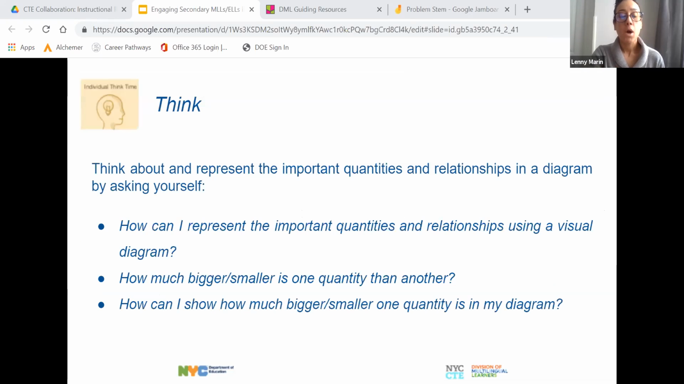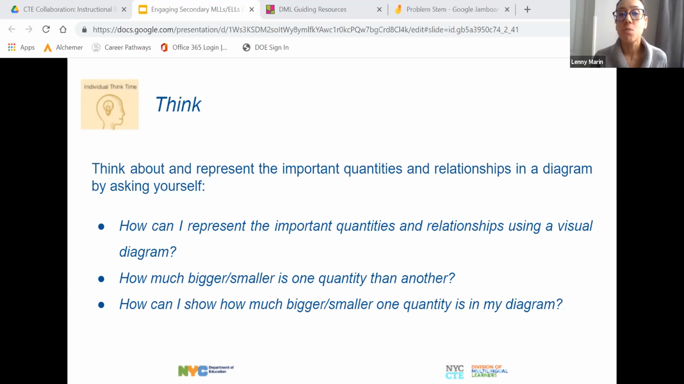So, part one. At this point of the routine, you're going to visually represent the situation. So think about and represent the important quantities and relationships in the diagram. There are three focus questions. How can I present the important quantities and relationships using a visual diagram?